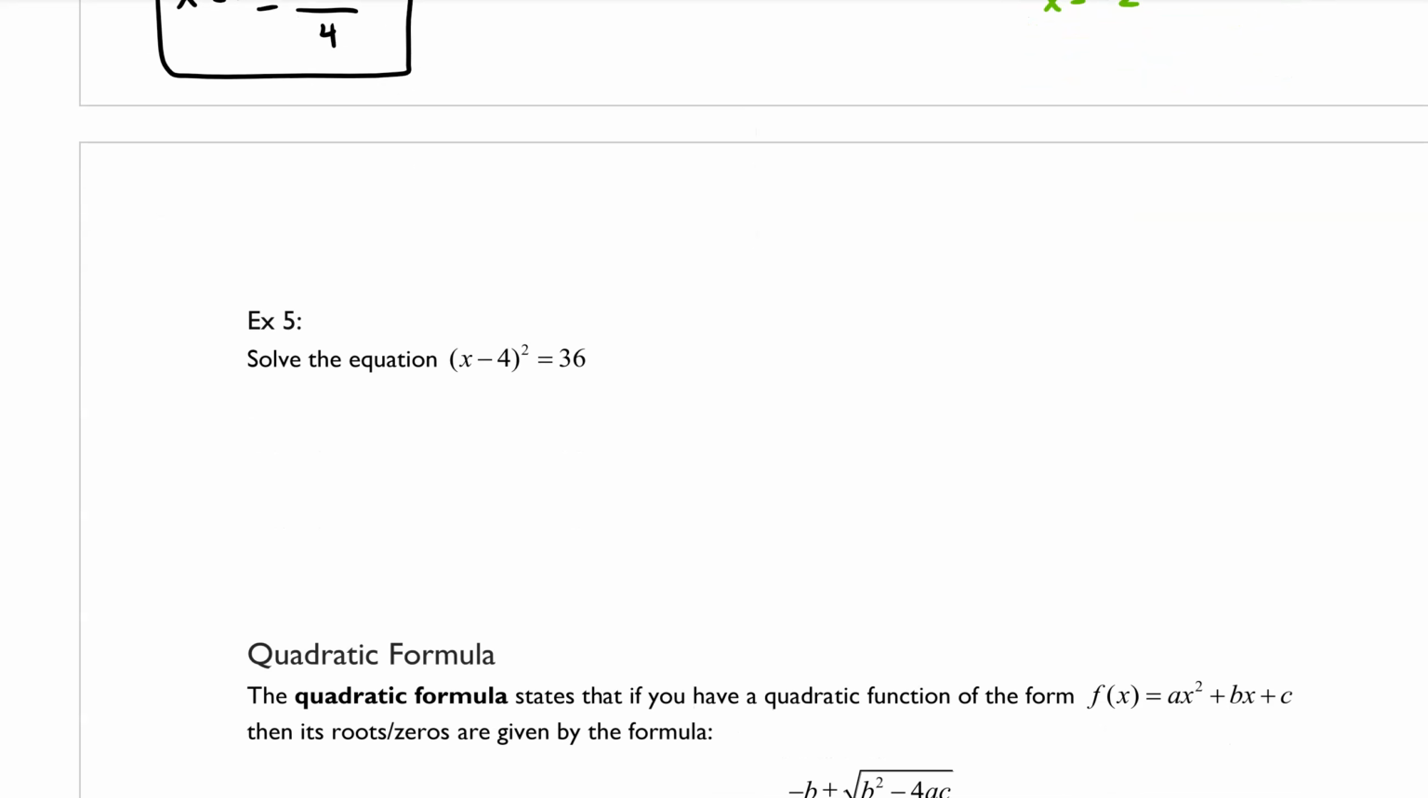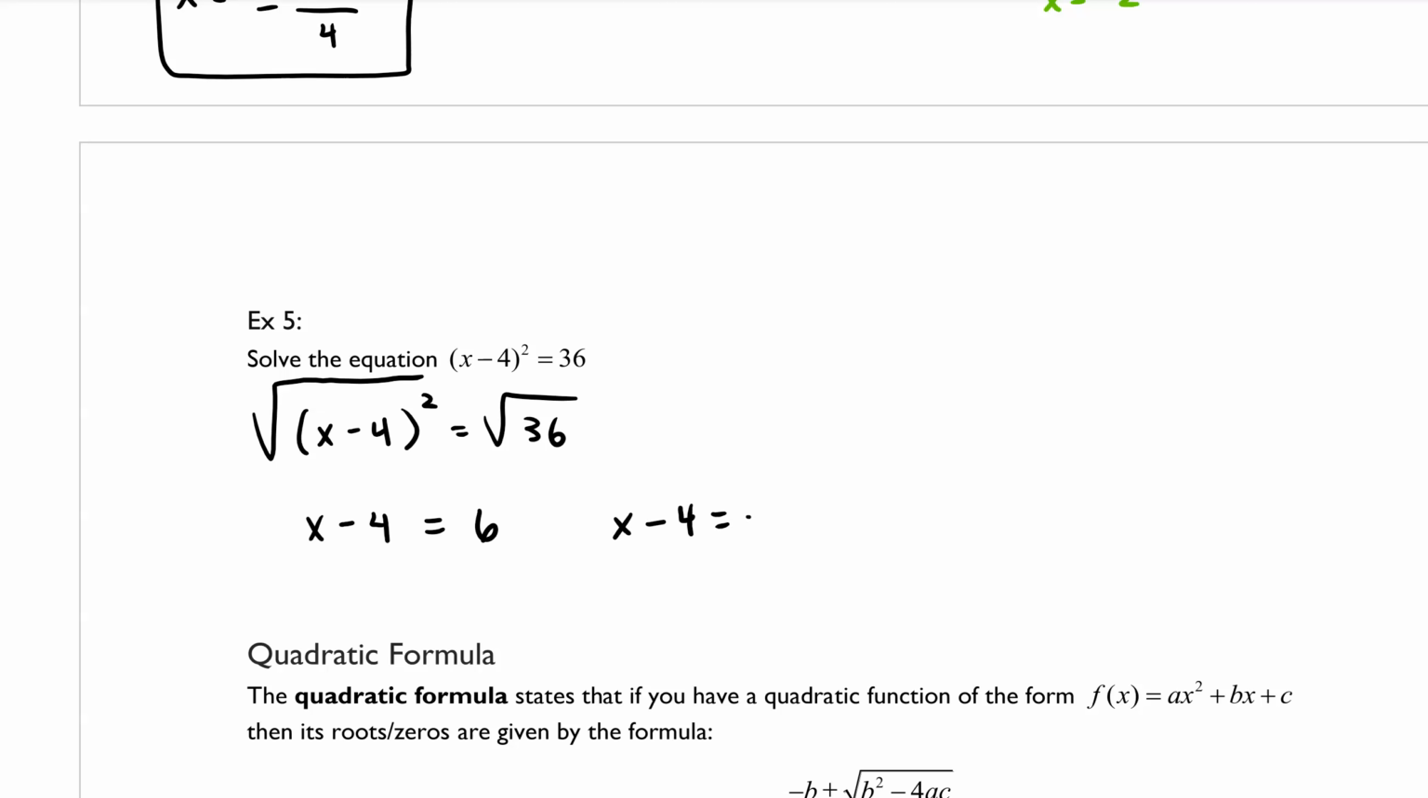Okay, so here, similarly to the last one, we can just take the square root of both sides. So we're starting off with x minus 4 squared is equal to 36. So I would take the square root of both sides, and the square root on the left side undoes the exponent. So we're just left with x minus 4, and then the square root of 36, since we're dealing with an equation, that would give us both positive 6 and negative 6. So I'm going to write that as two different equations.